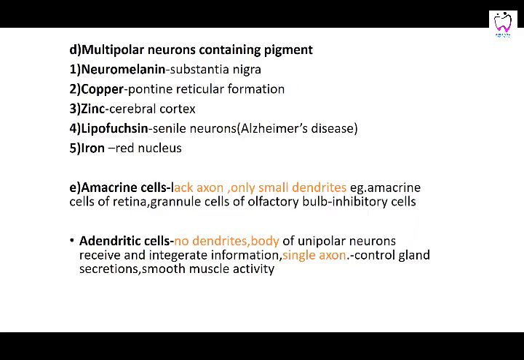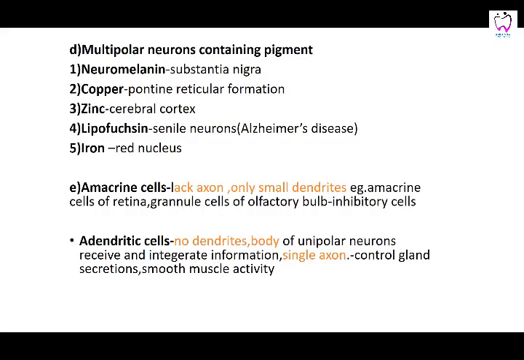Multipolar neurons you can classify according to the different pigments that they contain. One is neuromelanin in the substantia nigra, which has blackish pigmentation. Copper you can see in the pons, then zinc in the cerebral cortex, lipofuscin, that is in old age or senile neurons which are degenerating, and then iron. This gives you the red nucleus, which is called that because the neuron contains red pigmentation, the iron type.